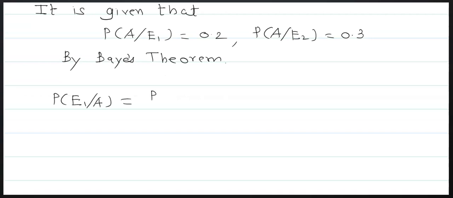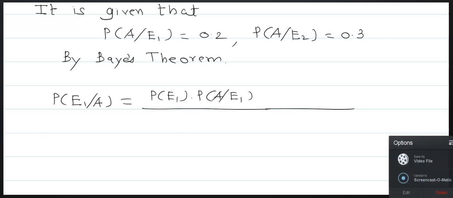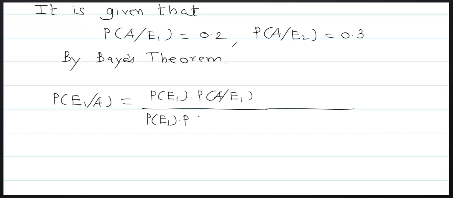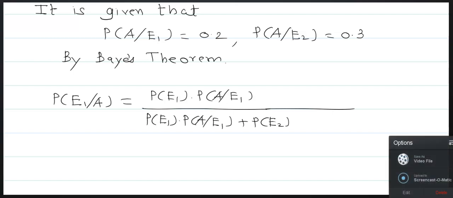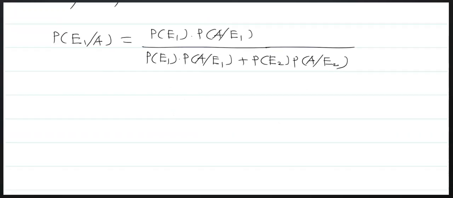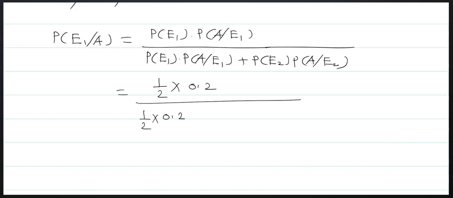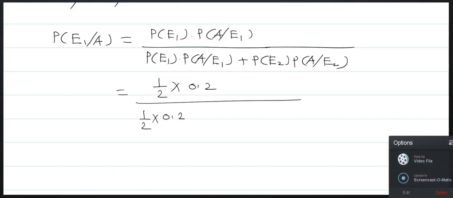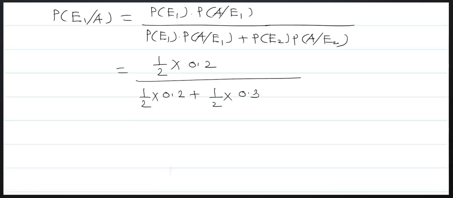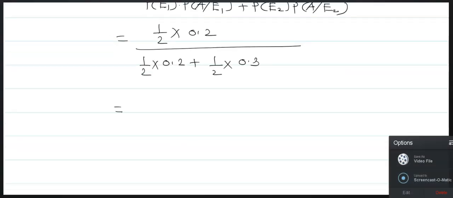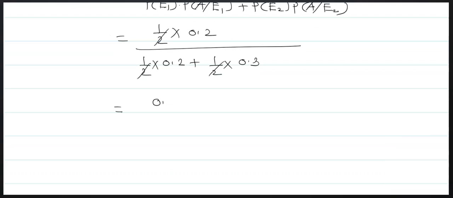That is the probability of E1 conditional A is equal to probability of E1 into probability of A conditional E1, upon probability of E1 into probability of A conditional E1 plus probability of E2 into probability of A conditional E2. Substitute the values: 1 upon 2 into 0.2, upon 1 upon 2 into 0.2 plus 1 upon 2 into 0.3. Now perform the calculation, you will get the result.